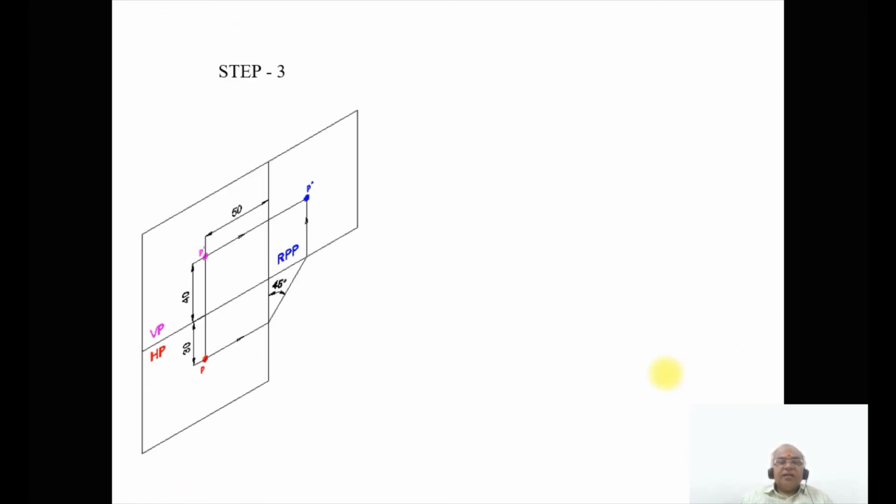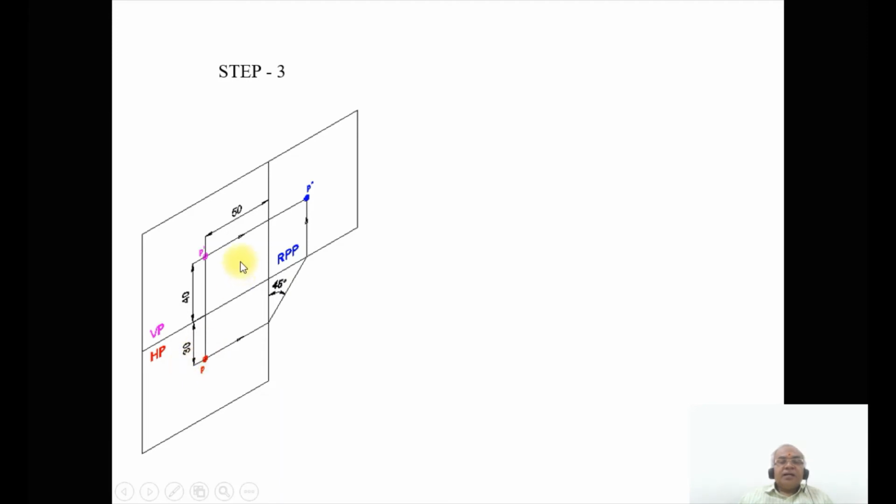So obviously when you come to step 3, you can see it is rotated by 90 degrees. So the distance with respect to the profile plane is seen in the vertical plane as well as in the horizontal plane. So that distance is being mentioned here. And also the distance above HP is seen in the vertical plane. So it is 40 mm here.